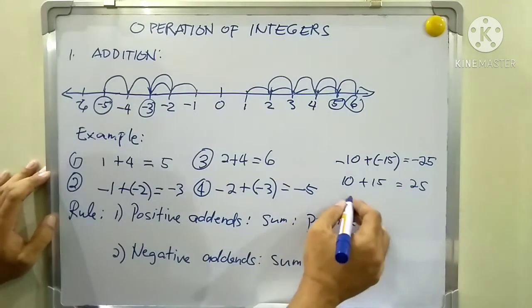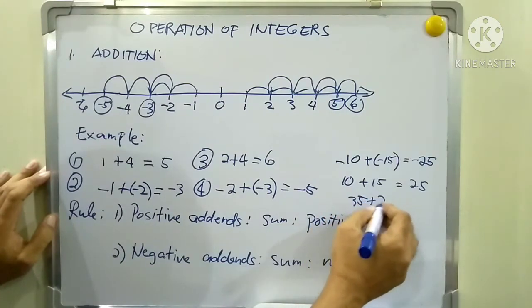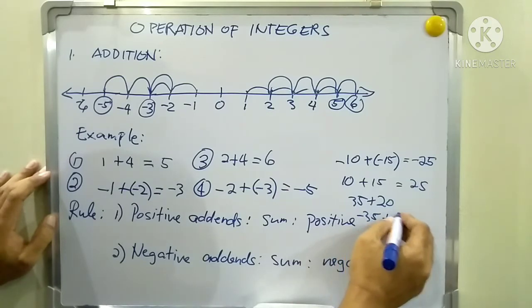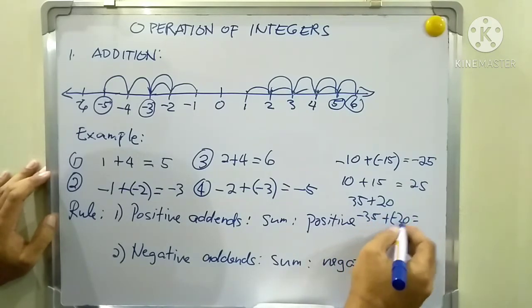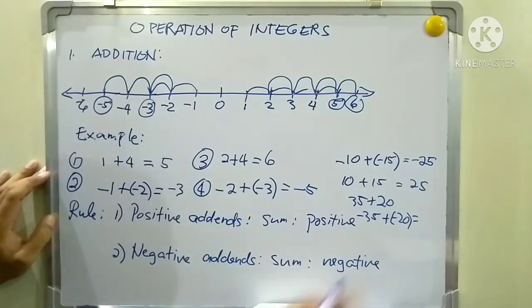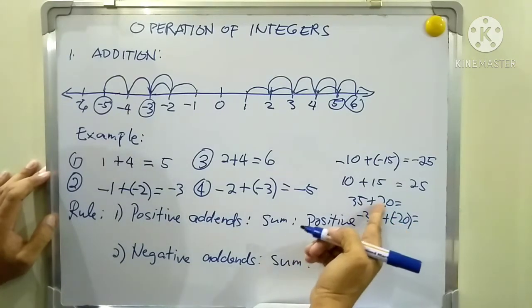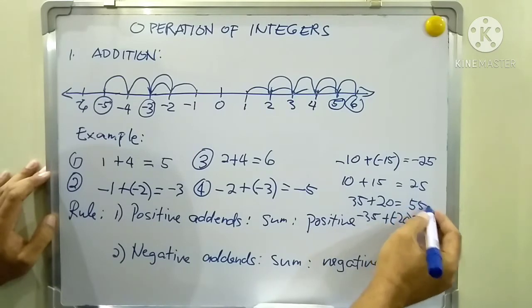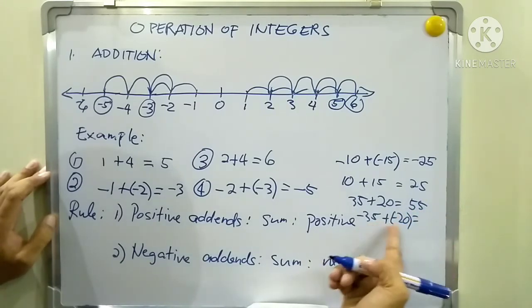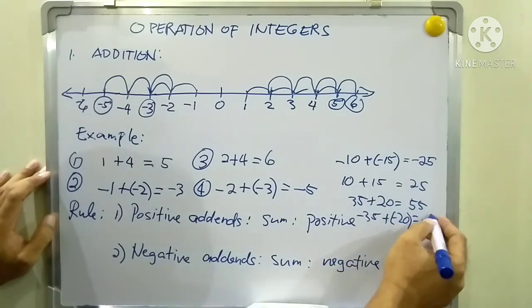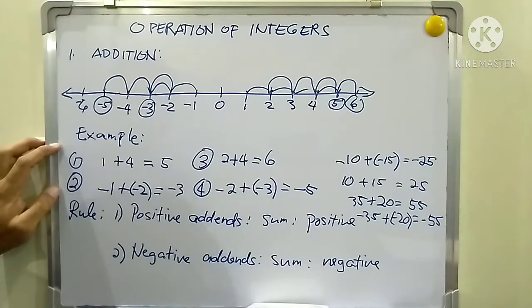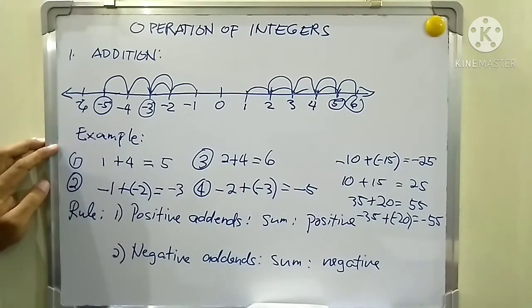How do you answer 35 plus 20? Negative 35 plus negative 20. Here both are positive, so our answer is positive. So we say 55. These two are both negative, and our answer is negative 55. That is how to add integers for addends that are of the same sign.